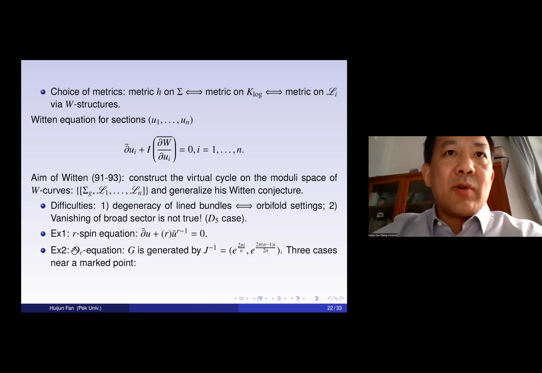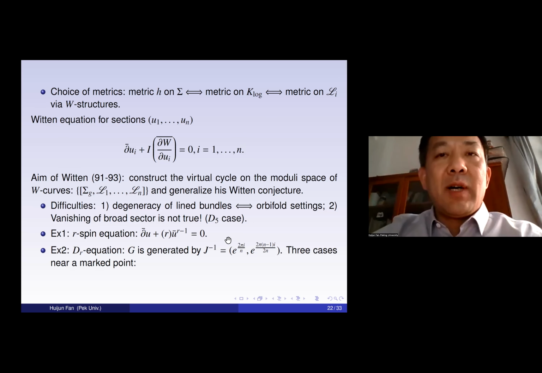So let's take a look at a simple equation. The first example is the r-spin equation. On the Riemann surface, you have only one line bundle, and then you have only one section. This section U should satisfy this nonlinear equation. This is called the r-spin equation. But U is a complex function.